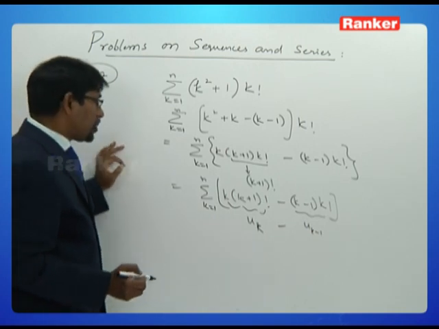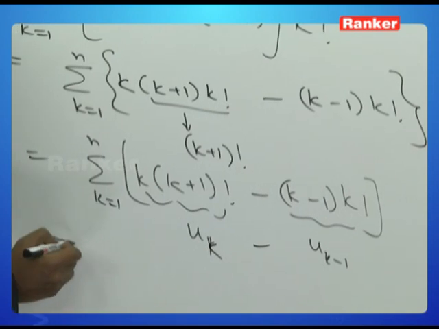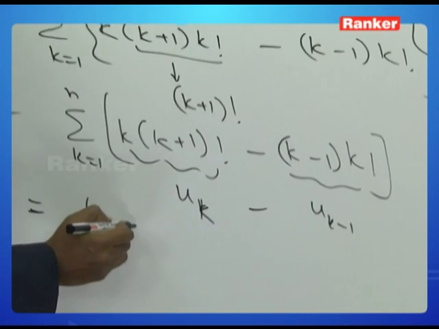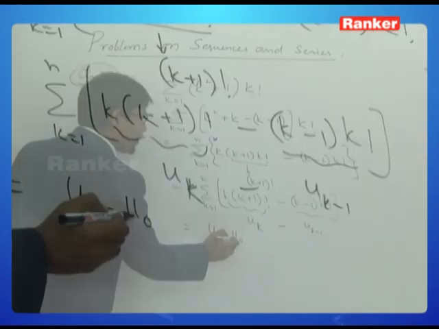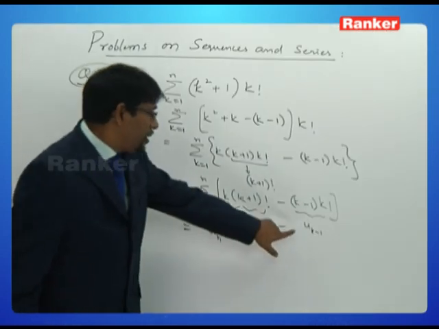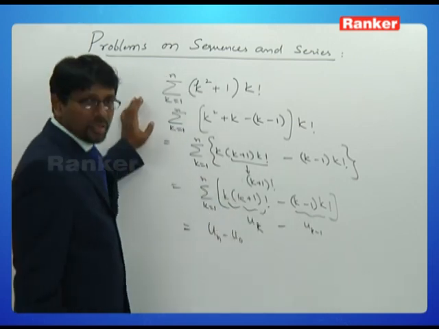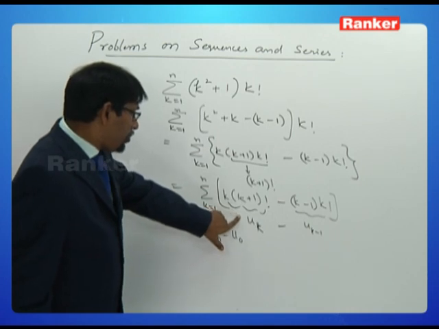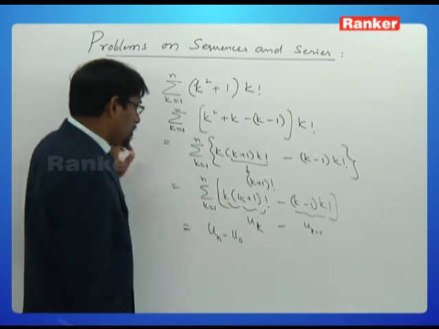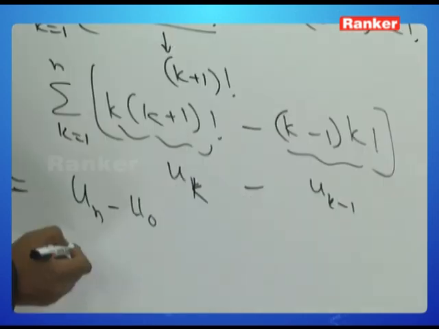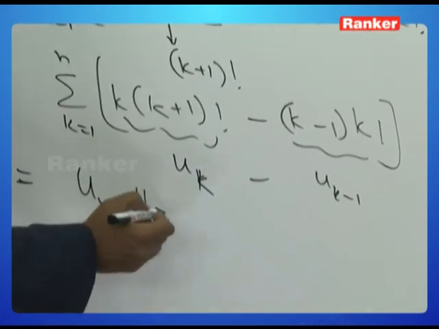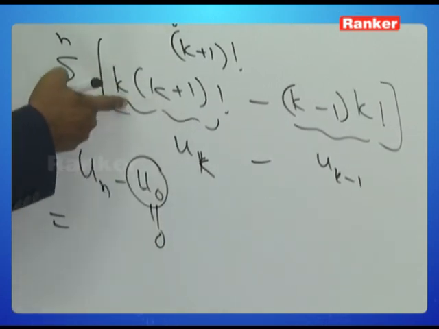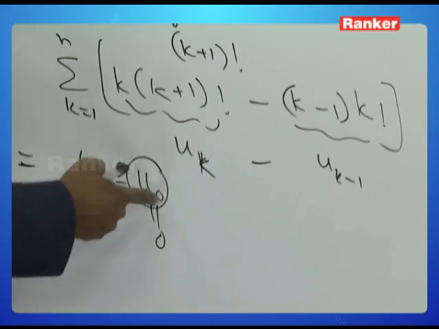So what does that come out to be? Finally I will be getting un minus u naught. When k is 1, I will be getting u1 minus u naught. What is u naught? What would be u naught here? 0 into 0 plus 1 factorial. So it comes out to be simply un only. U naught is 0 for us by choice, because I have taken uk to be k into k plus 1 factorial. So we have u naught to be 0.